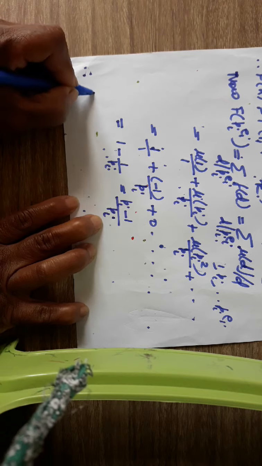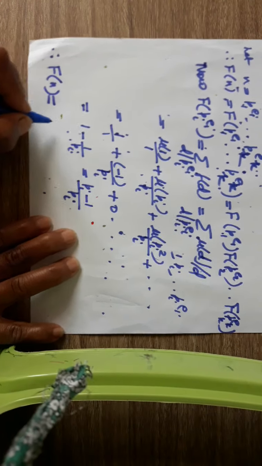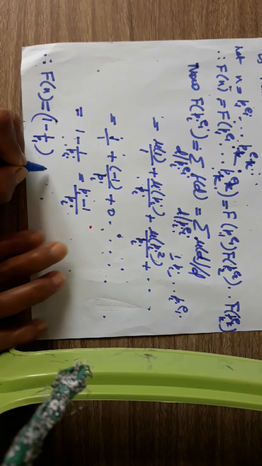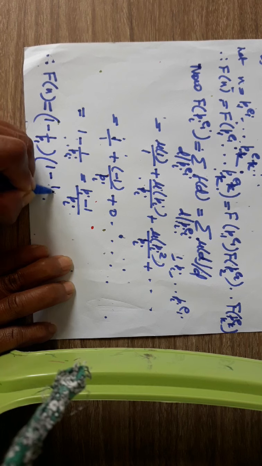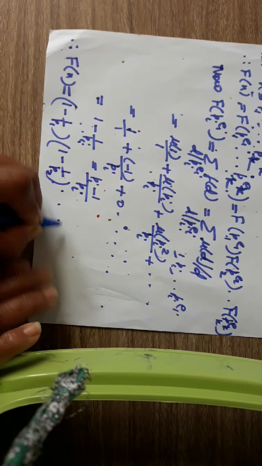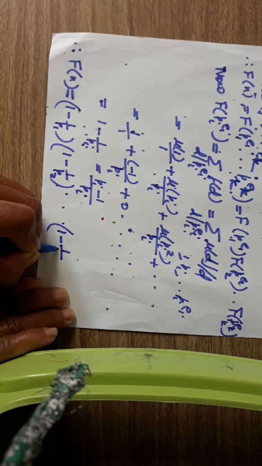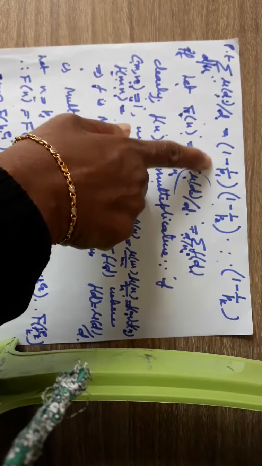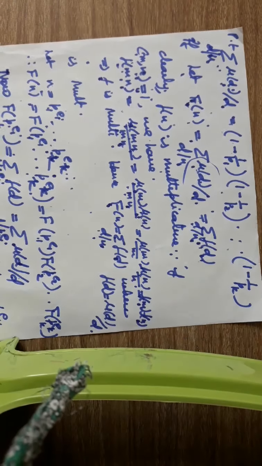So therefore, in general, F of n is defined as F of p1, where you replace i by 1, so you have 1 minus 1 by p1. F of p2 will be 1 minus 1 by p2, and so on, into 1 minus 1 by pk. So this completes the proof that the summation of mu of d divided by d is equal to this. I hope it is clear to you.